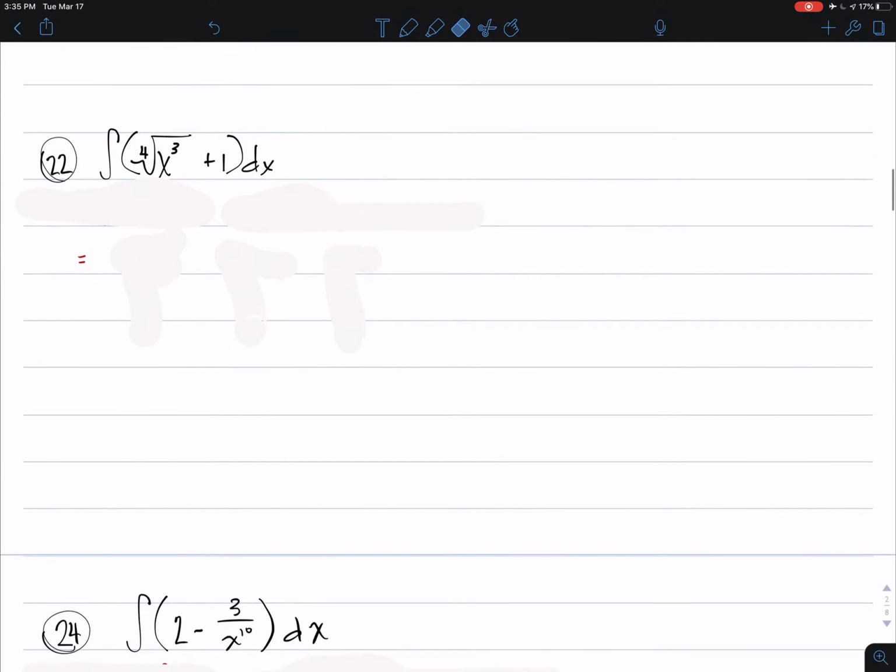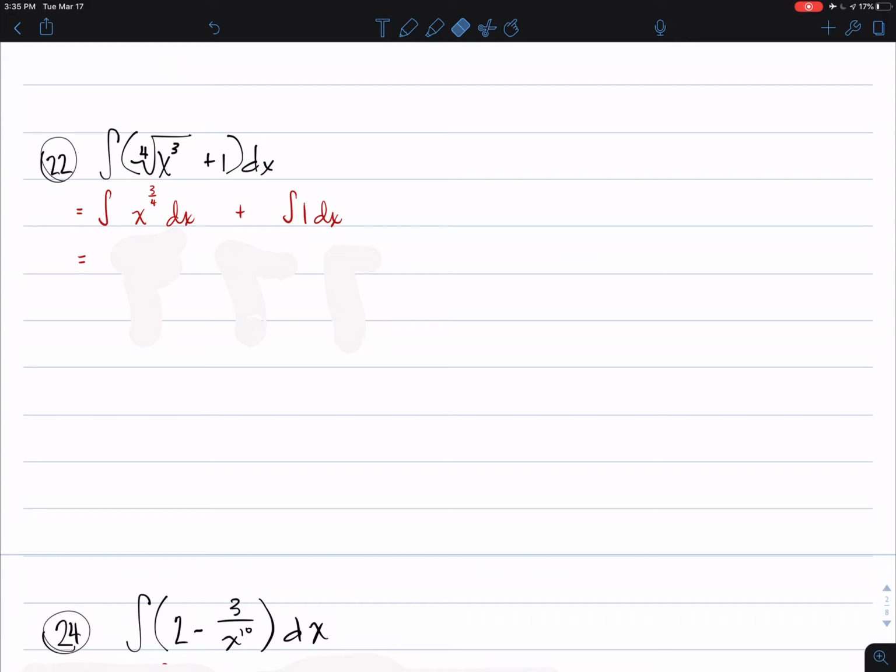Moving to number 22. Clean up your first piece. Remember that the way that you deal with roots, the power goes on top, the root goes on bottom. So this is the integral of x to the 3/4 dx plus the integral of 1 dx.